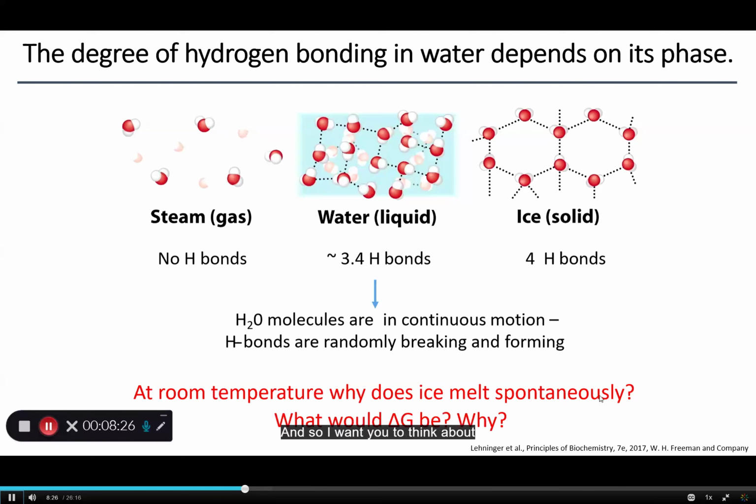I want you to think about why the delta G would be negative. I'm going to come back to this point in the live session. So think about this question, this red question here. I'm going to open the live session with that.